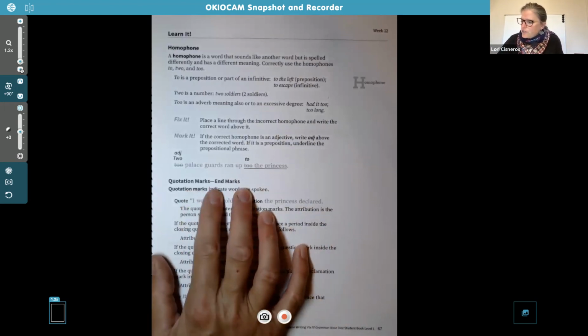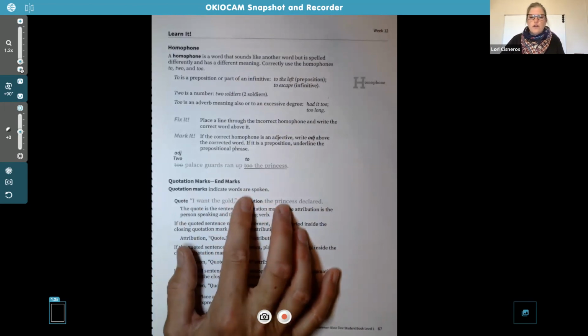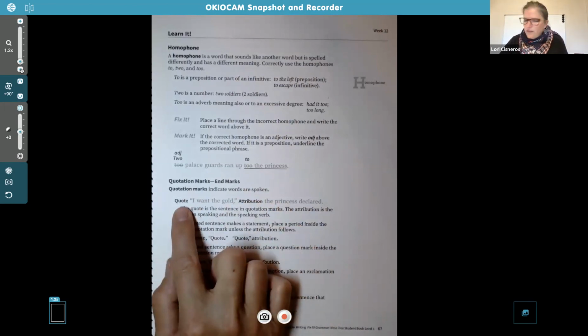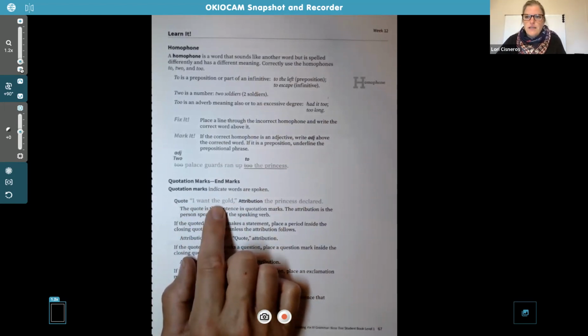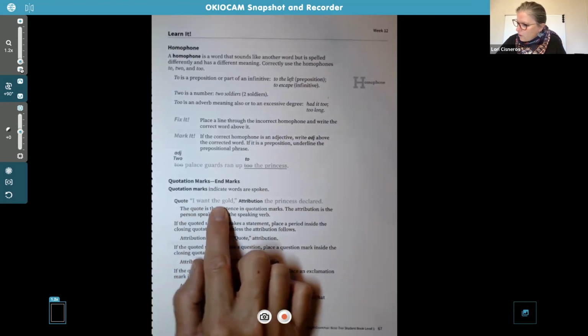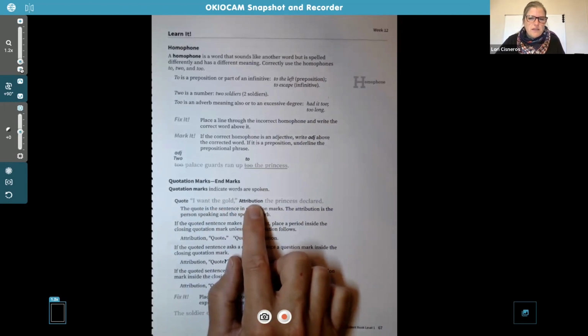Okay, and then quotation marks and end marks, that's what we're gonna talk about next. So quotation marks indicate words are spoken. So if somebody in your story is talking, like maybe the story about the donkey, and the miller is talking to the crowd or the woman is talking, we would use quotation marks around whatever is being said. So I want the gold, in parentheses, comma, and then the attribution, that just means like who's saying it. Okay, so that's what attribution is, who's saying it.